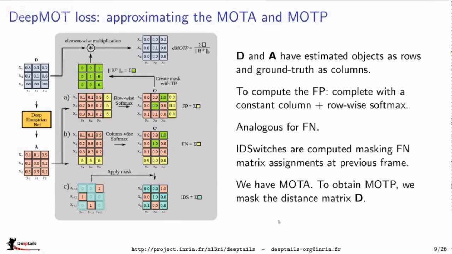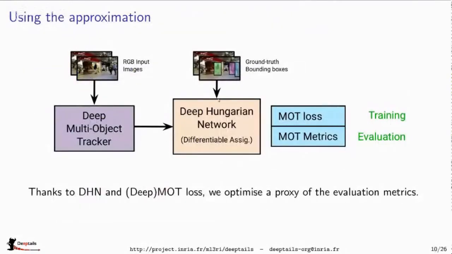So how will this work? In a first step, we will train the Deep Hungarian Network, and Yihong will explain that. Once this Deep Hungarian Network is trained, we will fix it, freeze it, and then we will use this DHN with the MOT losses to train a deep multi-object tracker. Then at test time, we are using the standard multiple object tracking metrics. So this is of course the standard protocol. We are not changing this, but at least at training time, we are using a differentiable approximation of the MOT metrics for training.